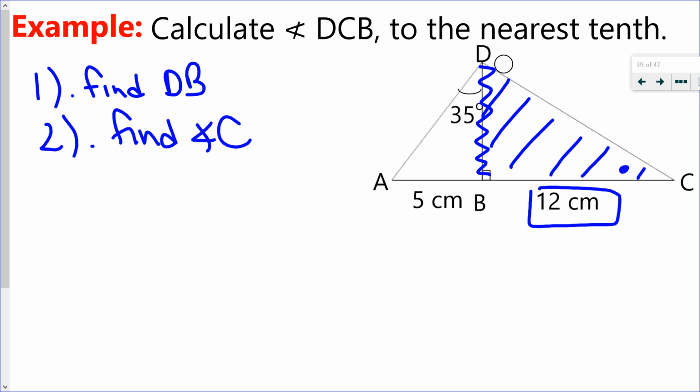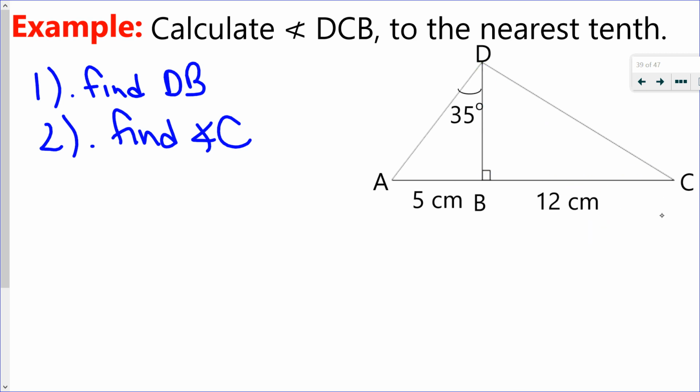Let's erase this mess that I made, and start with step number one, finding side DB. Looking at this side, I'm going to look at the triangle on the left. I see that I have an angle of 35 degrees, I have a side that is opposite, and I want to find the adjacent side. So O and A, that is TOA. So I'm going to use TOA, tan.